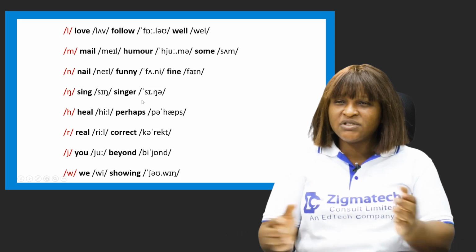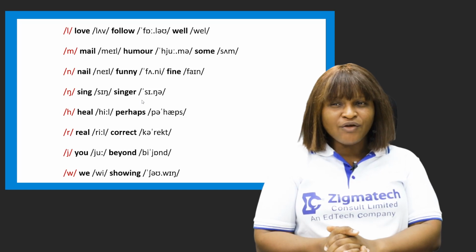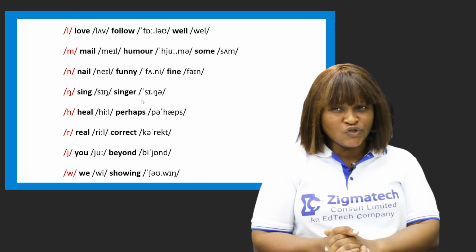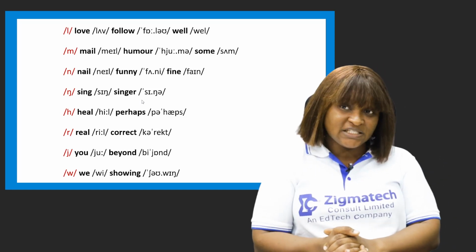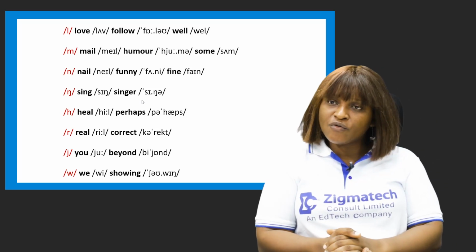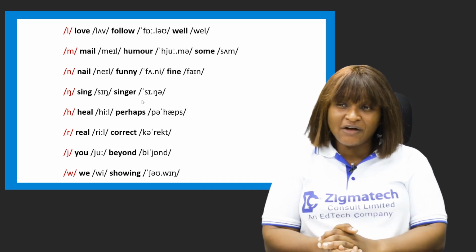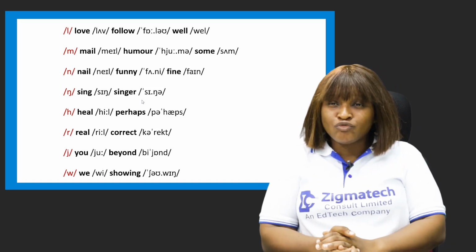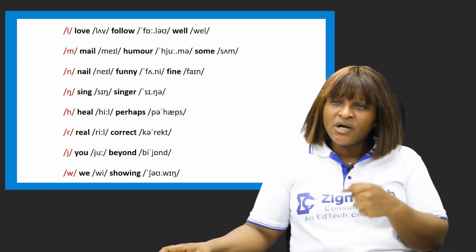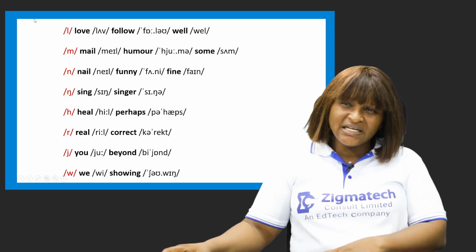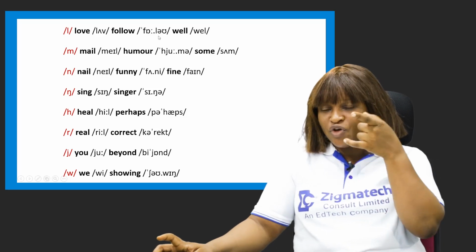Then we have the L sound. These ones are on their own. We have love, we have follow, and we have well. So where you have double consonants, it changes to a single consonant sound. When you have a double consonant letter, it changes to a single consonant sound. Do not see it as being two, that you have to transcribe it as two consonant sounds. No, it's just one. So you have love, follow, and well. That means we have it at the initial stage, the final stage, and the middle stage.